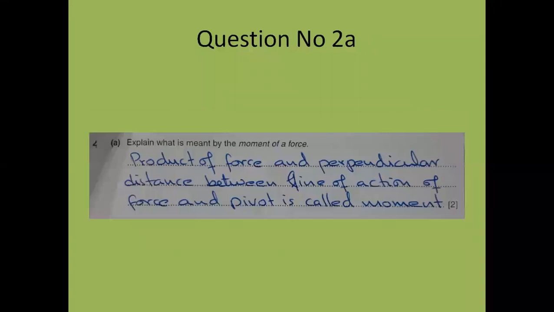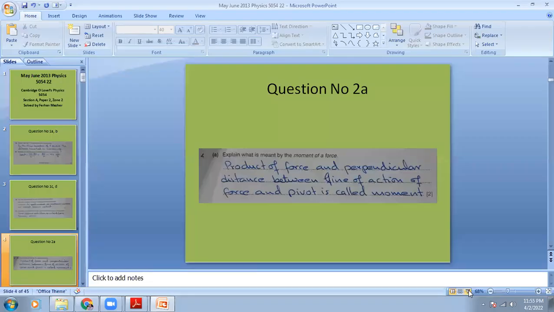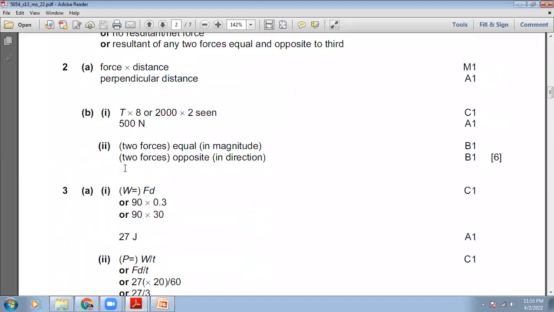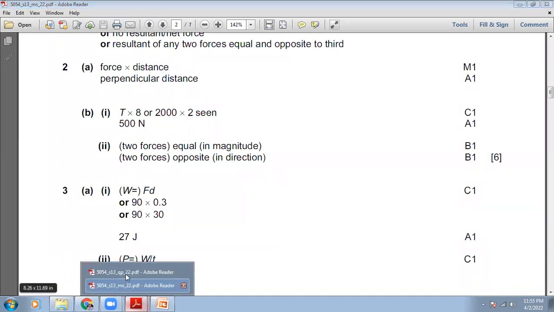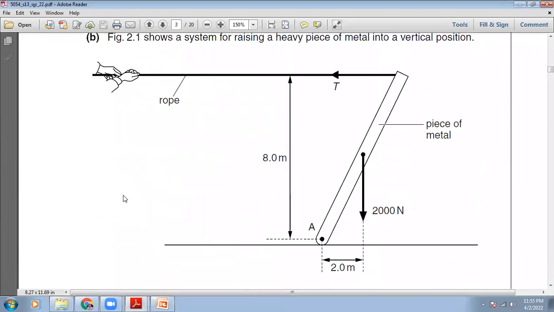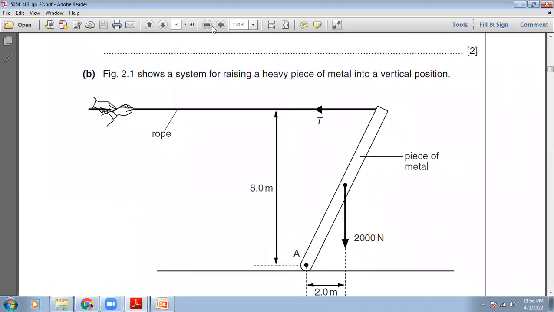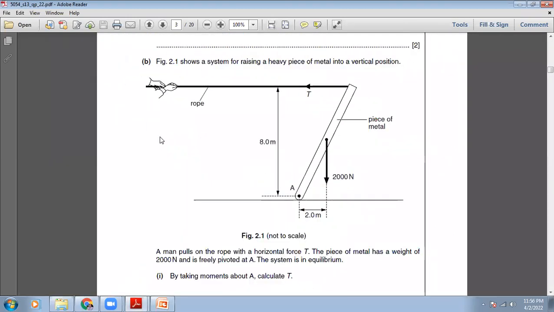So the product of force and perpendicular distance between the line of action of the force and the pivot is called the moment. Okay. So that's force multiplied by distance, perpendicular distance. Okay, so our answer is right.